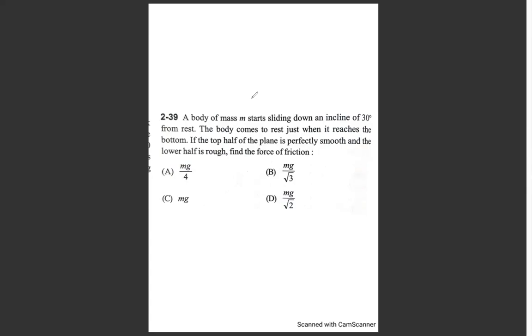A body of mass m starts sliding down on an inclination of 30 degree from rest. The body comes to rest just when it reaches the bottom. If the top half of the plane is perfectly smooth and the lower half is rough, you have to find out the force of friction.